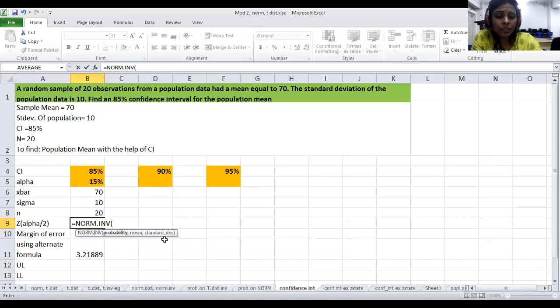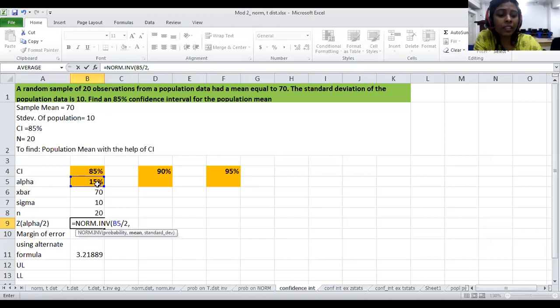You have three inputs that you need to give. The first one is the probability. The probability is this particular alpha value, the probability area. So we are not going to use 85%, because that is the center area, while on either side we have the upper and the lower limit that we need to find. So 85% we're not going to do anything. Only the remaining 15% we're going to use. Since we have two tails, a normal distribution has two tails, therefore divided by 2.